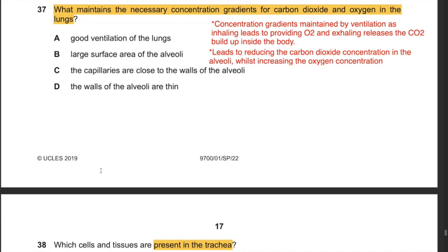When you breathe in, oxygen is supplied to your lungs, and when you exhale, carbon dioxide buildup inside your lungs is released, and that maintains a concentration gradient. Hence, A is the correct choice.